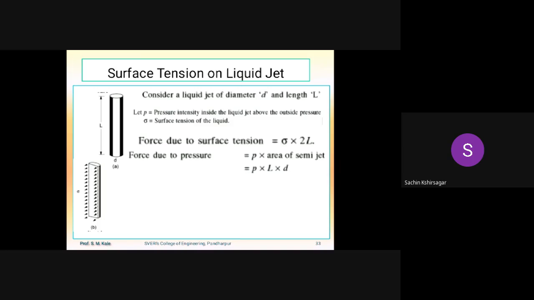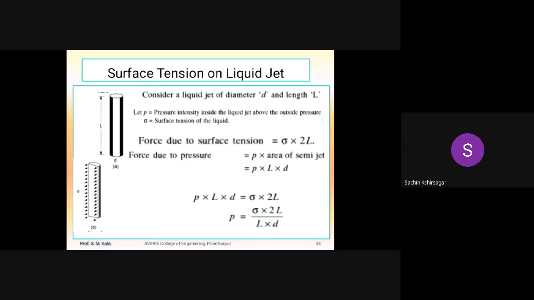Now for the equilibrium condition, we know that the tensile force acting on that jet of liquid and the pressure force acting on that jet of liquid are the same. So if I equate both equations, I get P L into D, that is the pressure force, equal to sigma into twice L, that is the surface tension or tensile force. Here L will get cancelled, and I will get P is equal to twice sigma upon D. P is equal to twice sigma upon D is the pressure in a liquid jet.